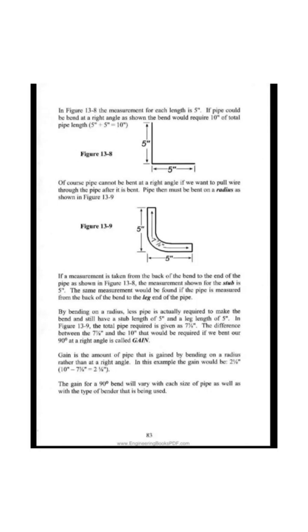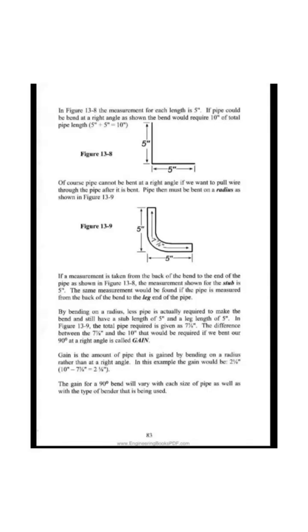In figure 13-9, the total pipe required is given as 7 and 7/8. The difference between the 7 and 7/8 and the 10 that would be required if we bent our 90 degrees at a right angle is called gain. Gain is the amount of pipe that is gained by bending on a radius rather than at a right angle. In this example the gain would be 2 1/8, 10 inches minus 7 and 7/8 equals 2 1/8.